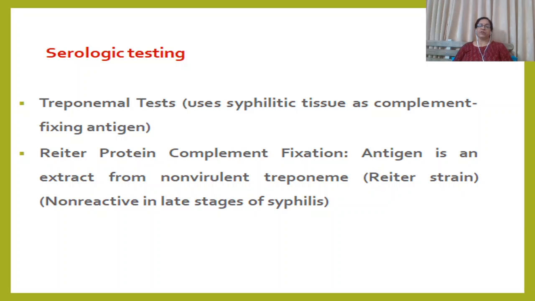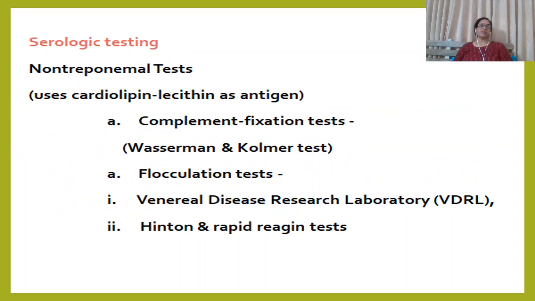Serological testing plays an important role in the diagnosis. The first test is called a Treponemal test, which uses syphilitic tissue as a complement fixing antigen, while the second one uses a specific strain of Treponema called the Reiter strain. This is a non-virulent treponeme, and the antigen is extracted from it. So the name given to the test is the Reiter Protein Complement Fixation test, and it is non-reactive in late stages of syphilis, so it is not widely used for laboratory diagnosis.